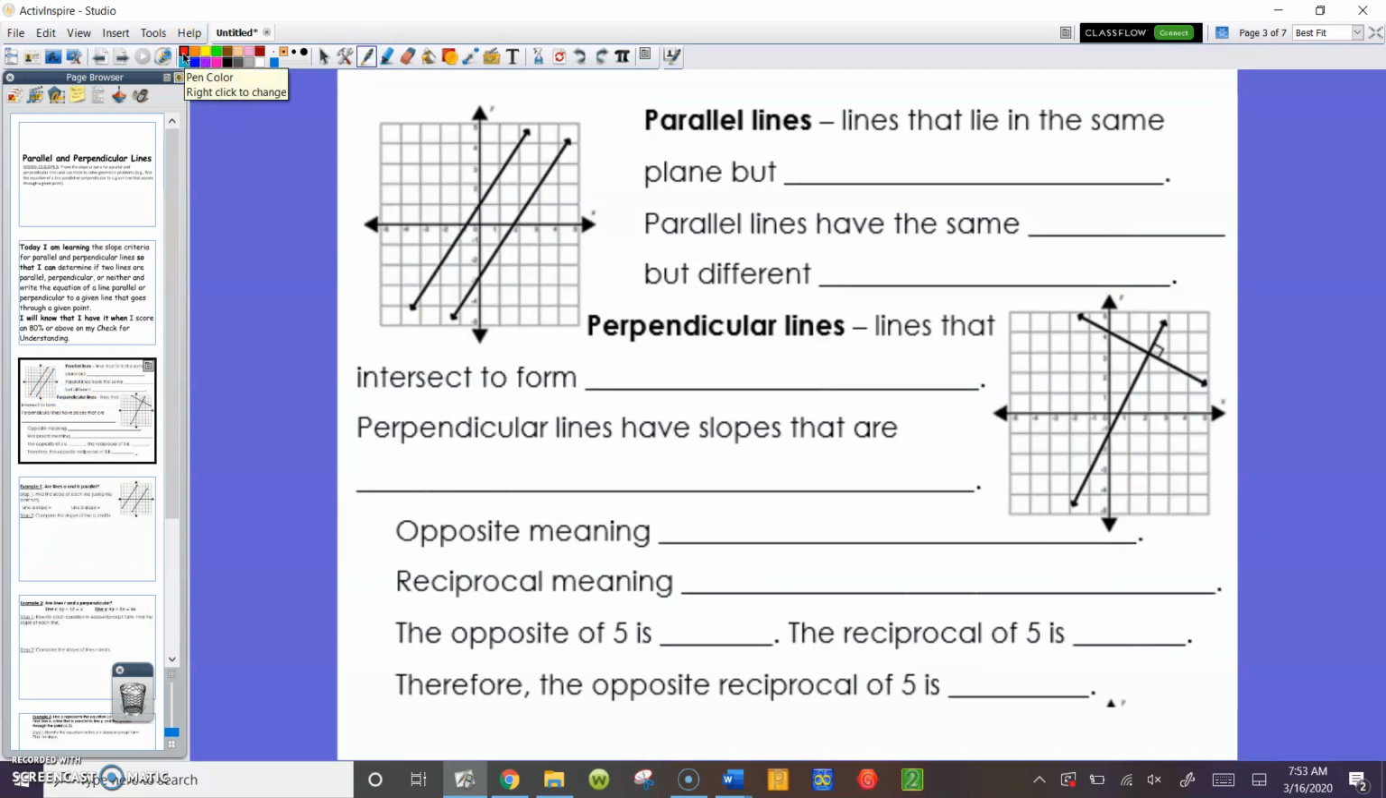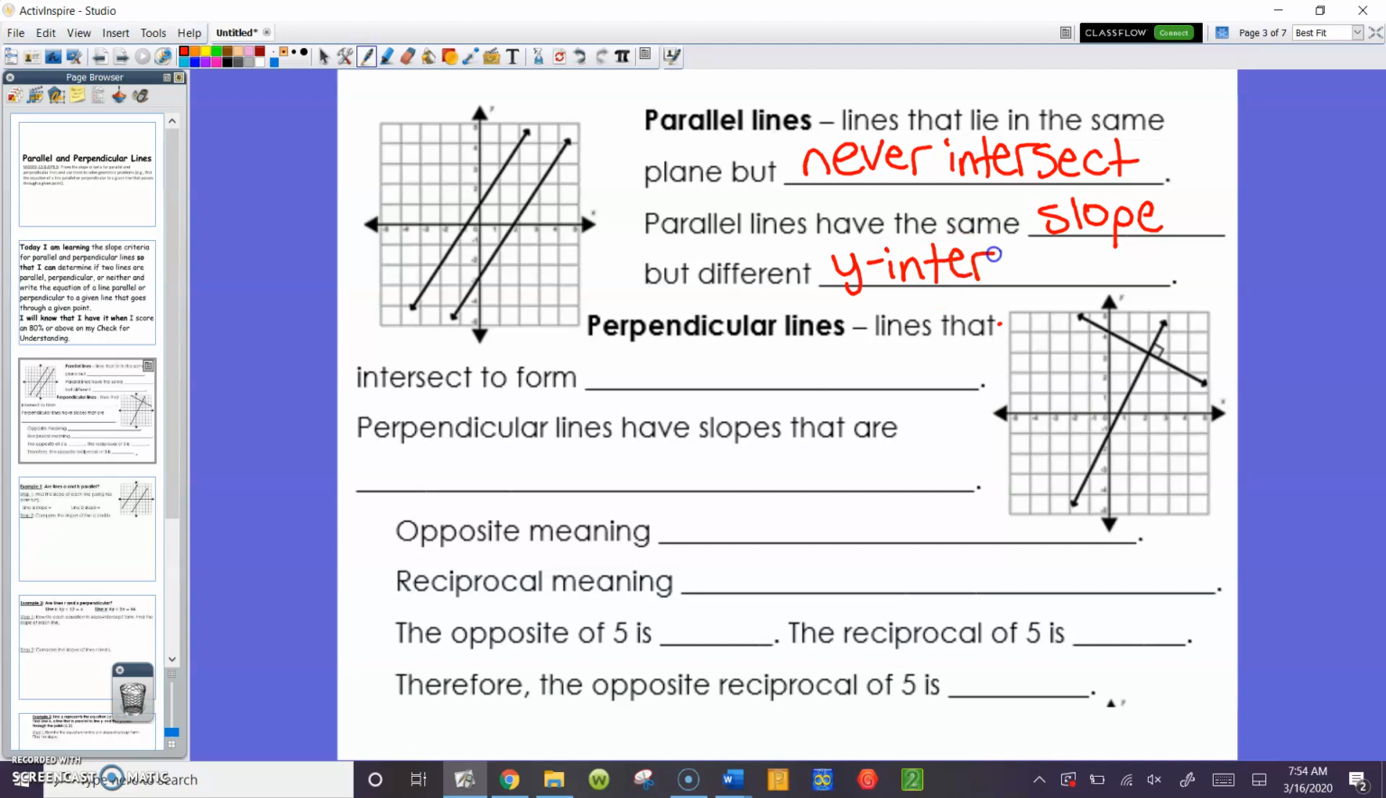Parallel lines are lines that lie in the same plane but never intersect. Parallel lines have the same slope but different y-intercepts.